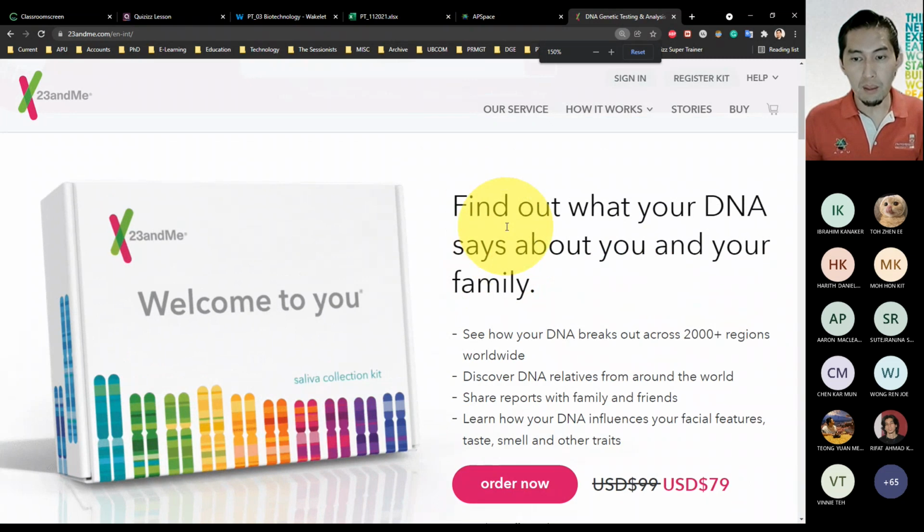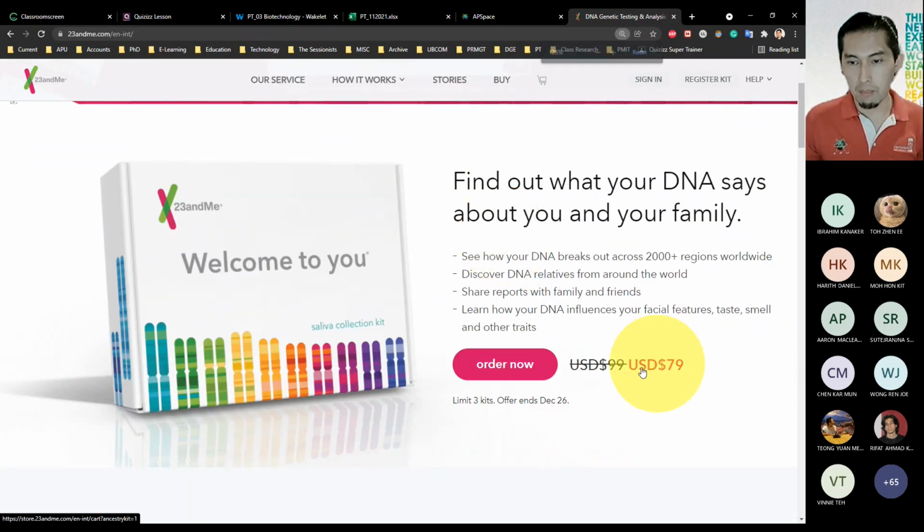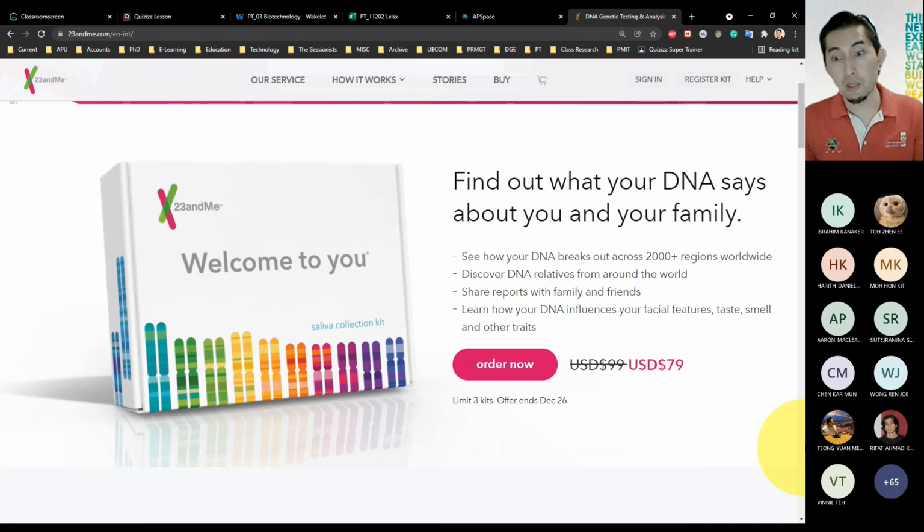So what they do is simple. You pay this amount of money. Looks like it's only $79 now. It used to be much more expensive than this. They give you a saliva collection kit. They send this to you, you spit your saliva into one of the items they give you, and then you send it back to them so that they can do a lot of things with it.